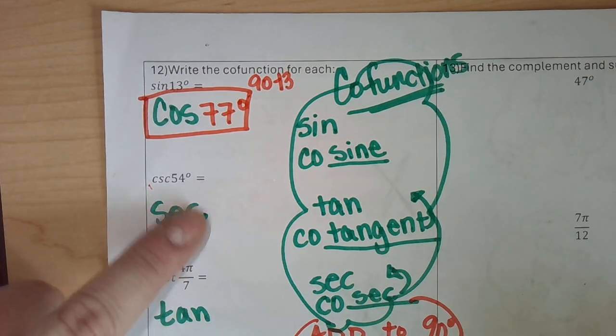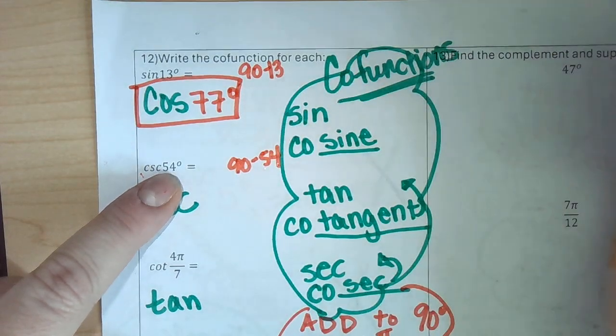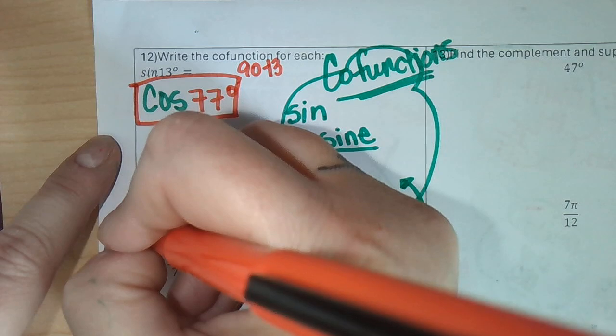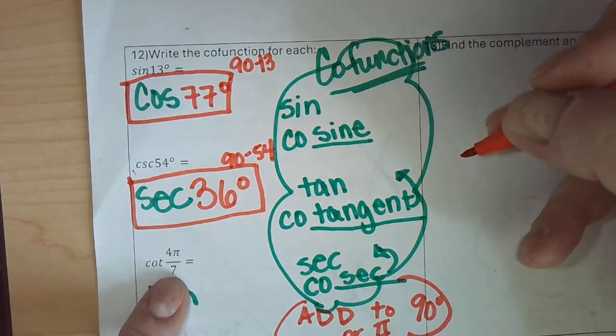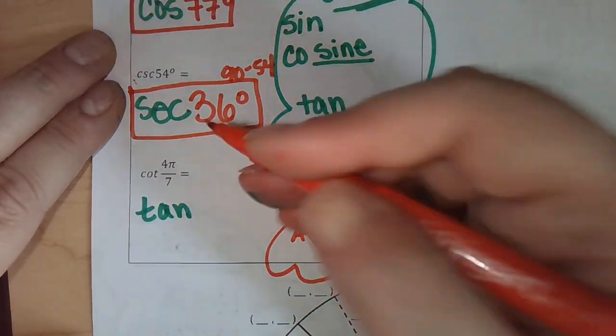Now let's look at secant. We have 90 minus 54. That's 36 degrees. So secant 36 degrees. Lastly, oh, we got pi's. Oh, darn. We're going to have to do some math.